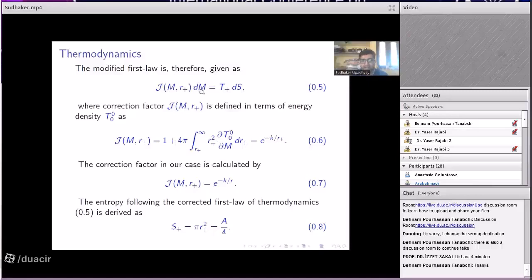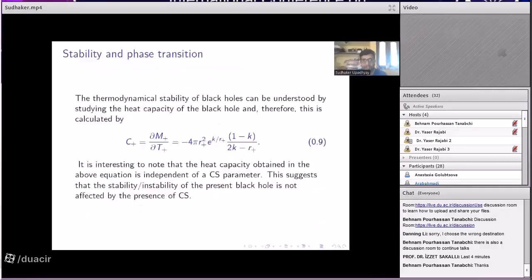Using this first law of thermodynamics, if you calculate the entropy, it simply appears as pi r squared, which satisfies the area law. So we can say that our black hole solution satisfies a modified first law. And now we come to the study of stability and the phase transition.